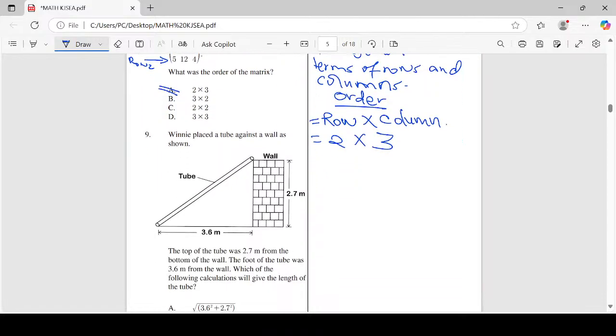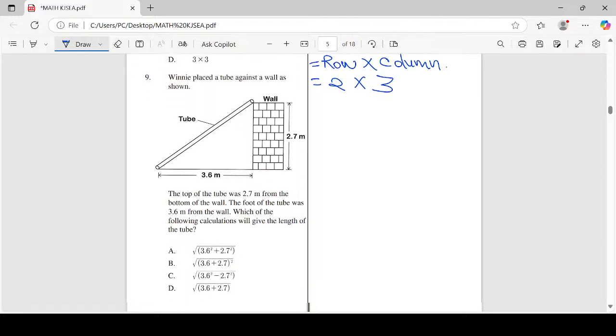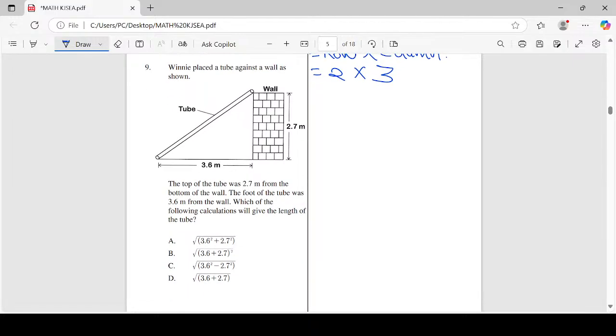Let's get to question number 9. Winnie placed a tube against a wall as shown. We have a tube, we have a wall. The top of the tube was 2.7 meters from the bottom of the wall. You can see this distance from here to here. This distance is 2.7.